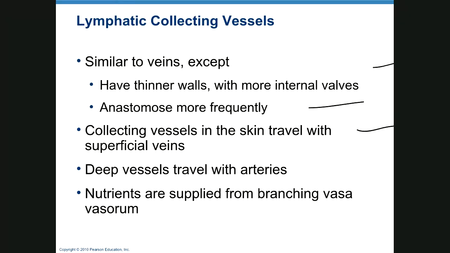Then they're going to get a swollen lymph node. If that's not treated, they could end up with that infection put into the bloodstream, and then they're septic. Deep vessels travel with arteries, and as the arteries beat, they thump against the lymphatic vessels. And since the lymphatic only can go in one direction, it actually helps push the lymph forward. Now, nutrients are supplied to the lymphatics from branching vasa vasorum, which are tiny vessels that surround the lymphatics.